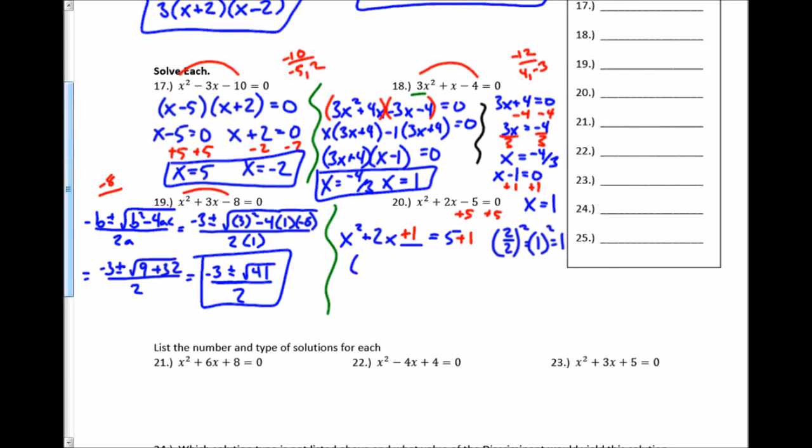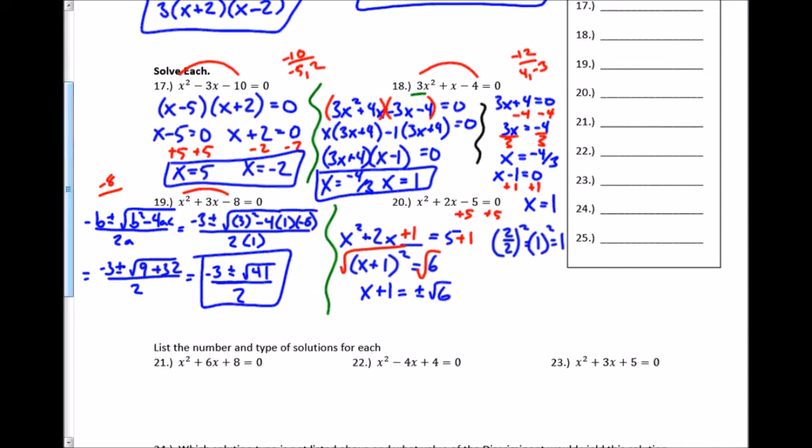This side is going to factor into x plus 1 squared if I build a bridge and factor it, equal to 6. And now I can simply solve using my square root property. So I take the square root of each side. That gives me x plus 1 equals plus or minus the square root of 6.